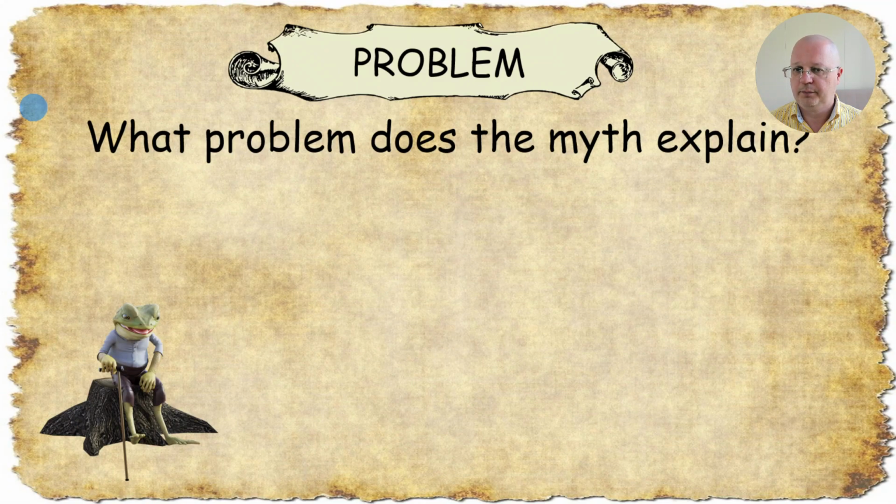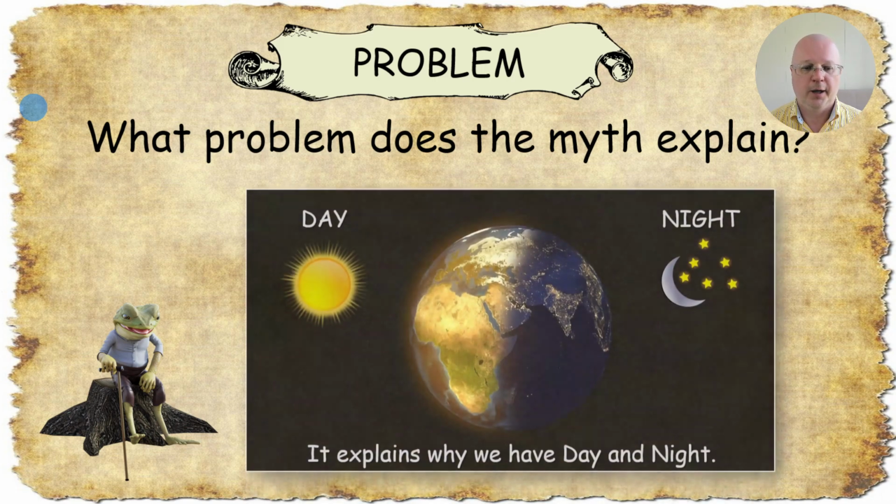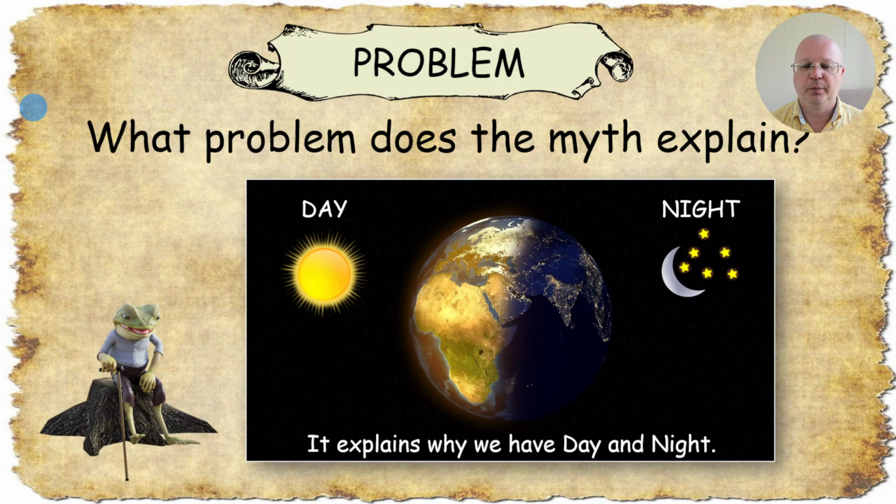Next part of the lesson, problem. What problem does the myth explain? And hopefully by now your students are going to understand that this myth explains why we have day and night. Yeah. So Luna is the goddess of the night and Sunny is the goddess of the day. Yeah. So hopefully by now they'll be able to do that.